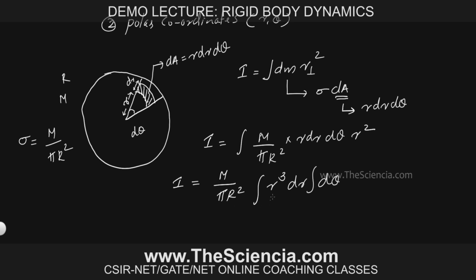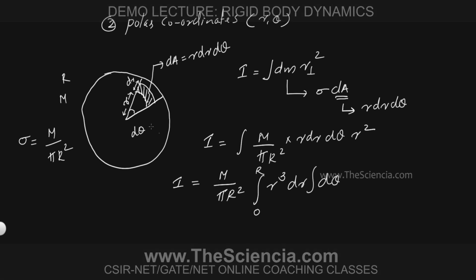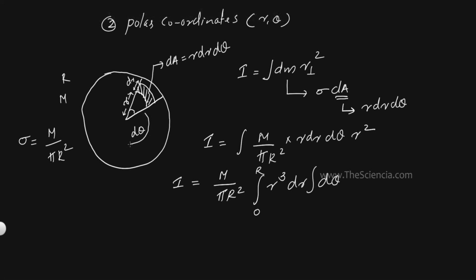Here what is the limit for r? R is from 0 to capital R. And what is the limit for theta? Theta is varying. This is the d theta variation. So theta is varying from 0 to 360 degrees, that is 0 to 2 pi. So this limit is 0 to 2 pi.